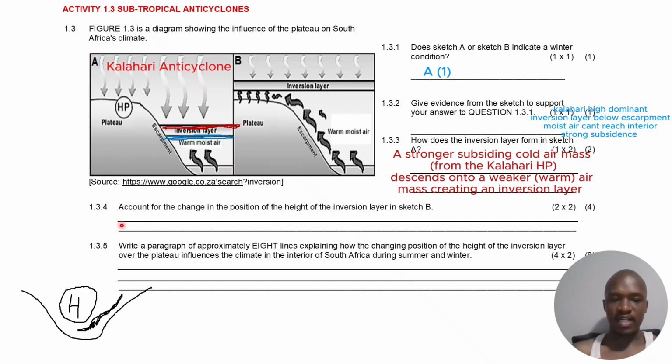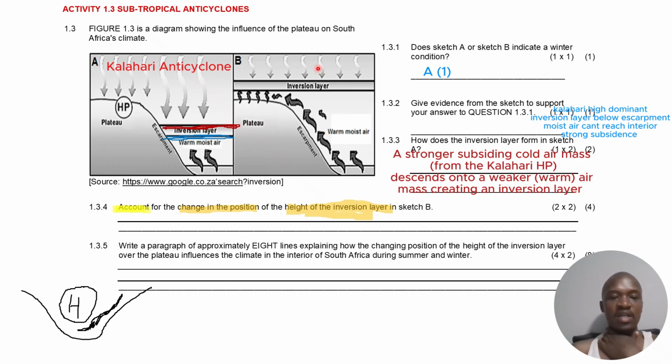Account means explain, right? If you are doing geography, you should have action verbs in your notebook, right? Which explain to you what words such as account mean. Now this question says account for the change in the position, right? What else are we looking for? We're accounting for the change in position of what? Of height of the inversion layer, right? Yes, we want to know why. We are actually explaining why the position of the inversion layer has changed in sketch B, right?